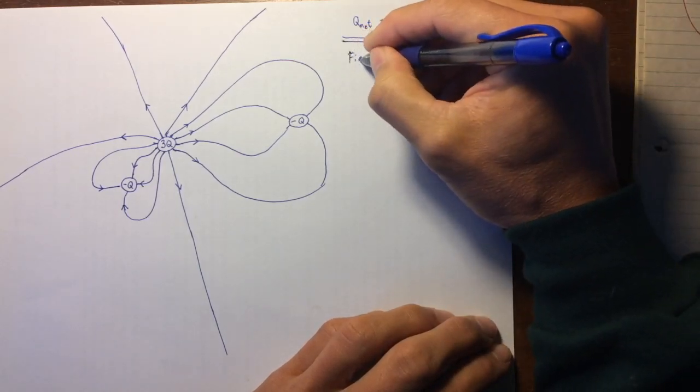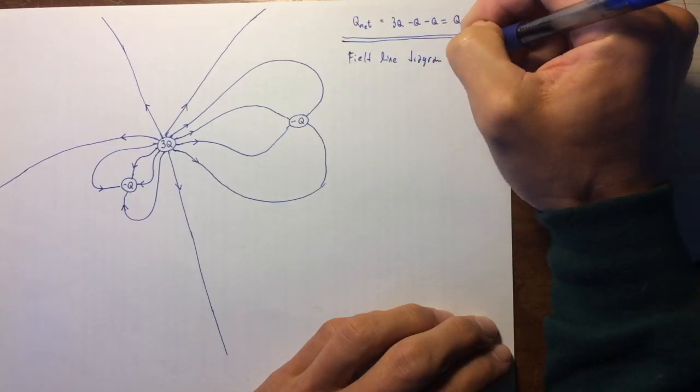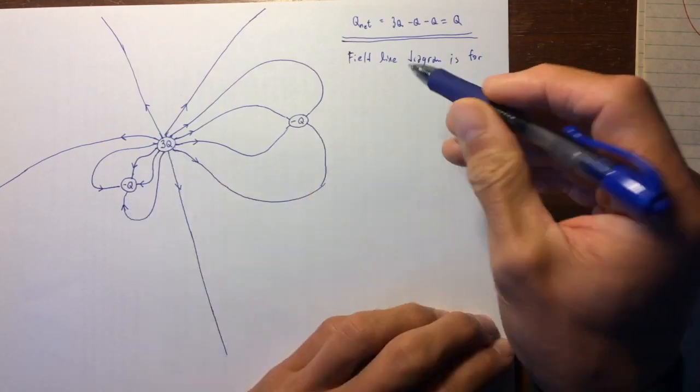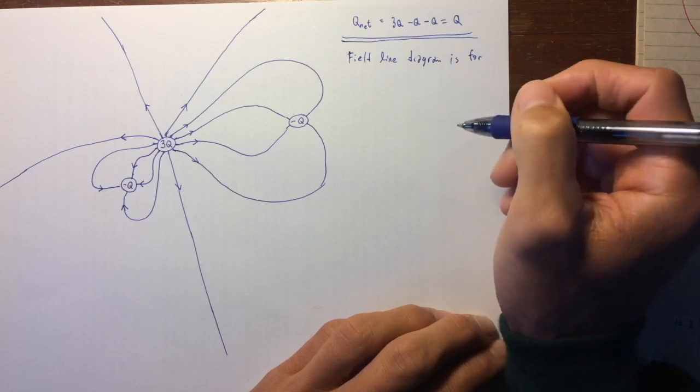The field line diagram is not for any particular charge. The field line diagram is actually for the net field.